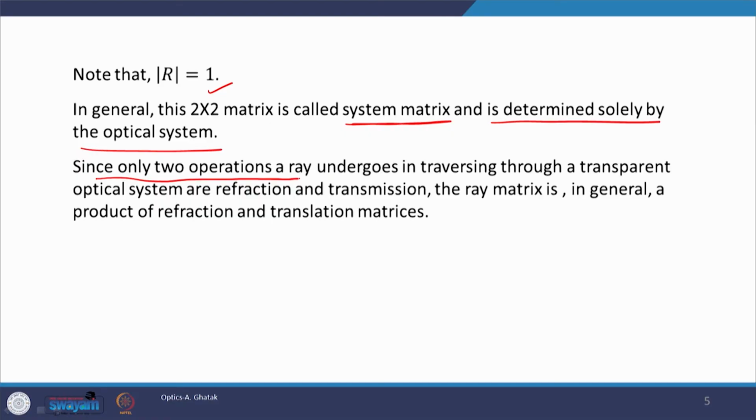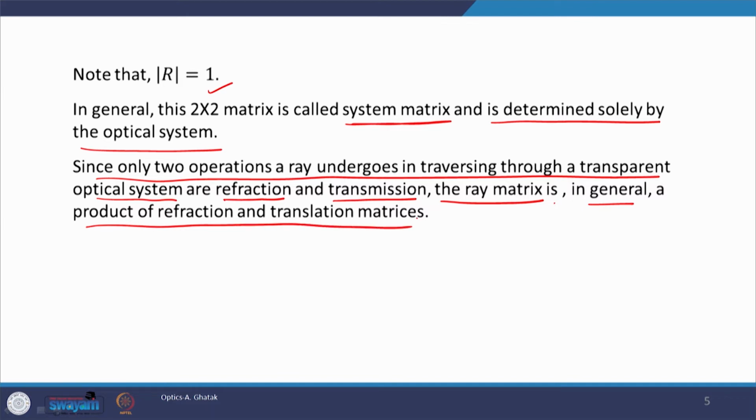Now, only two operations does a ray undergo in travelling through a transparent optical system, and what are these two operations? These operations are refraction and translation. I repeat, since the only two operations a ray undergoes in traversing transparent optical systems are refraction and translation, the ray matrix is in general a product of refraction and translation matrices.